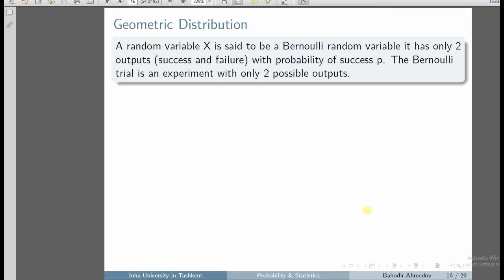Okay, so a Bernoulli trial is just a 0 or 1. Now, the geometric distribution is very similar. It is again a sequence of Bernoulli trials, just some sequence of zeros and ones. But here, we would like to count different things.